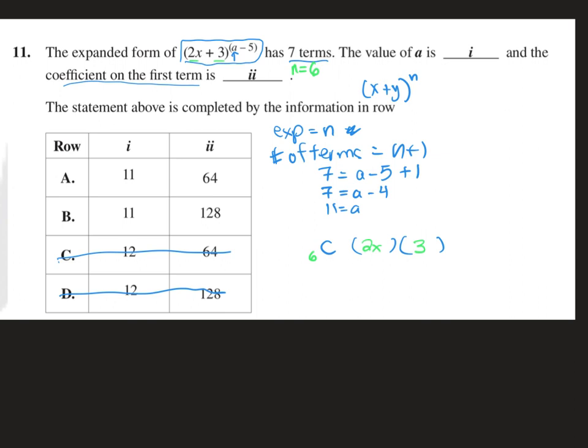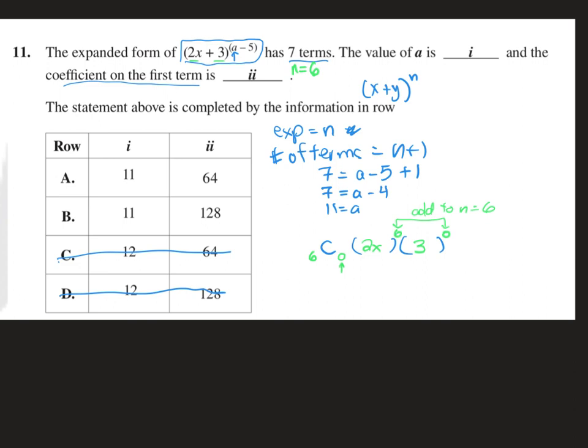And the coefficient of the first term. Okay, so the first term, if you remember how this goes, it always starts off with 6 choose 0 for the first term. Now that last number in this n choose k is also the last exponent on our second set of brackets. And then the exponents have to add to our n value, which is equal to 6 because we had 7 terms, and the exponent's 1 less than that. So that means this exponent has to be a 6 if they're going to add to 6.